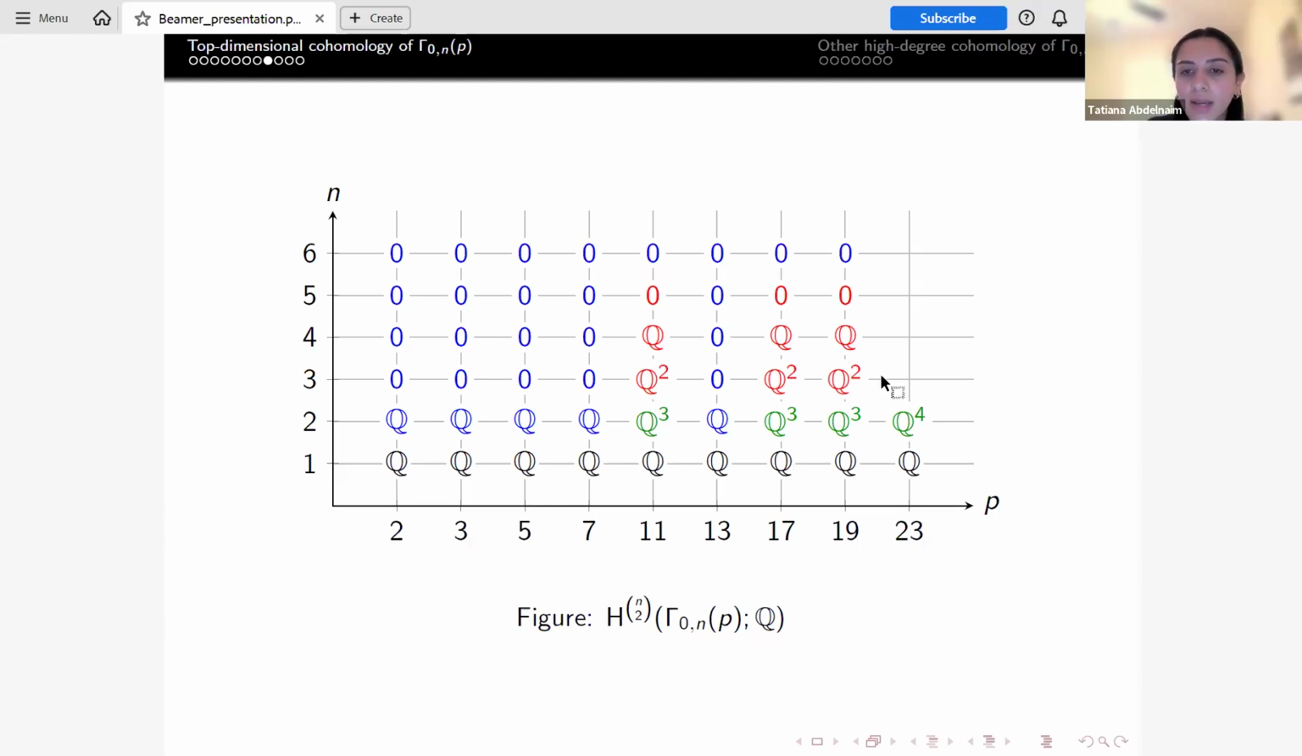And then we see there's some kind of pattern here. So for example, if you look at 11, we start with q cubed for n equals 2, and then it goes to a q squared, and then q, and then 0. And then similarly for 17 and 19. And so you can wonder whether we still have this pattern for other prime numbers. And so an open question is, what happens for other cases?